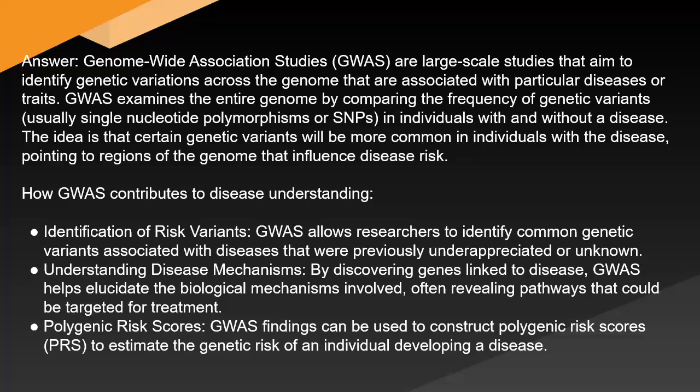GWAS allows researchers to identify common genetic variants associated with diseases that were previously underappreciated or unknown. Understanding disease mechanisms: by discovering genes linked to disease, GWAS helps elucidate the biological mechanisms involved, often revealing pathways that could be targeted for treatment. Polygenic risk scores: GWAS findings can be used to construct polygenic risk scores (PRS) to estimate the genetic risk of an individual developing a disease.